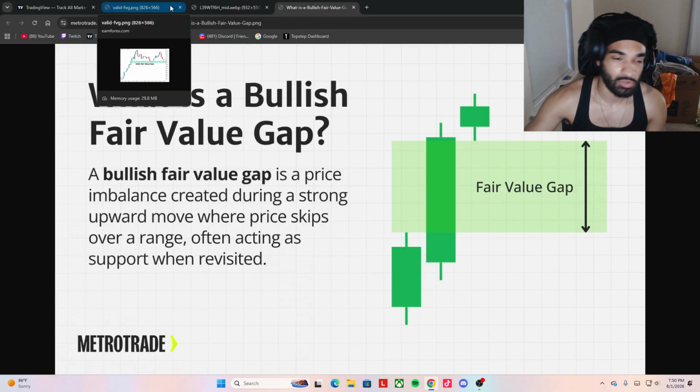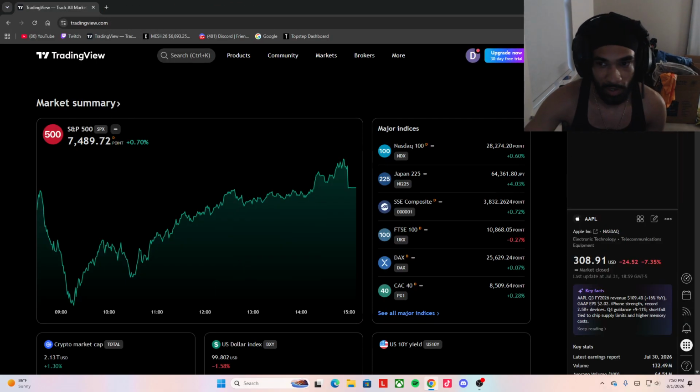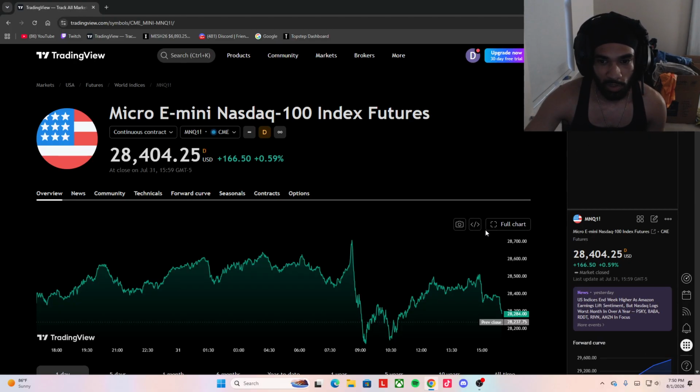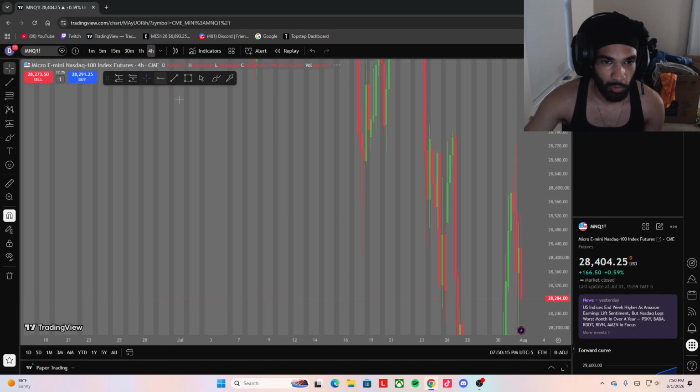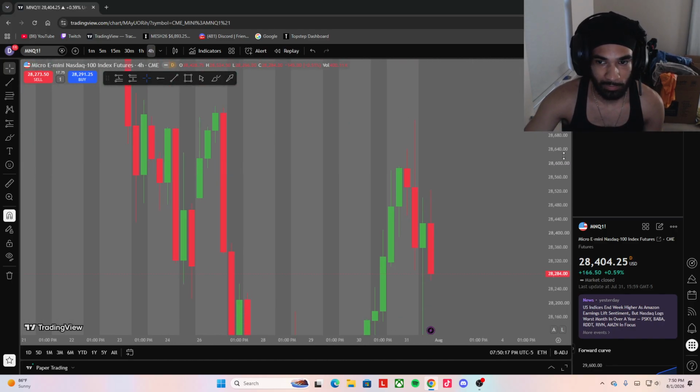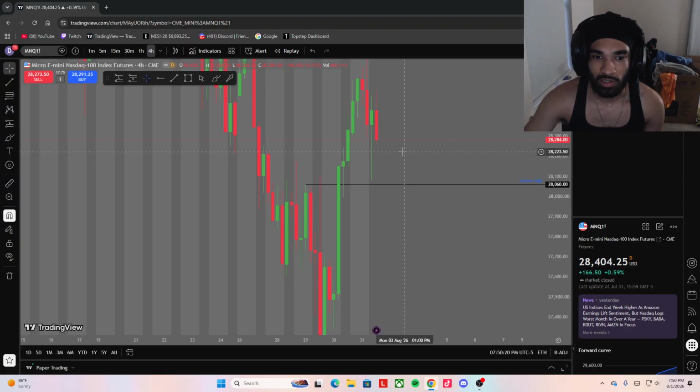Now, since we learned about fair value gaps, this is the thing I was trying to tell y'all about that I couldn't show y'all yet. When we looked at liquidity the other day, right? We're going to go back to this liquidity. Was it this London high?